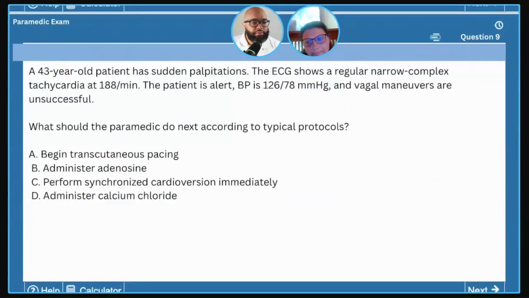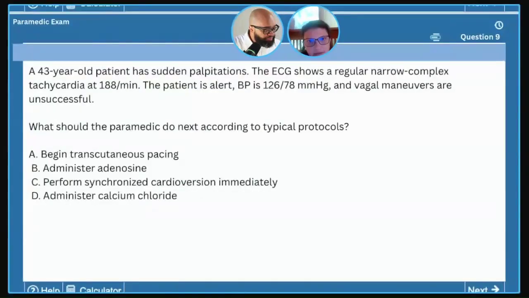Okay. Let's do another one. What should the paramedic do next according to typical protocols? It's a 2-step. A 43-year-old patient has sudden palpitations. The ECG shows a regular, narrow complex tach at 188. Patient is alert. BP is 126/78, and vagal maneuvers are unsuccessful.